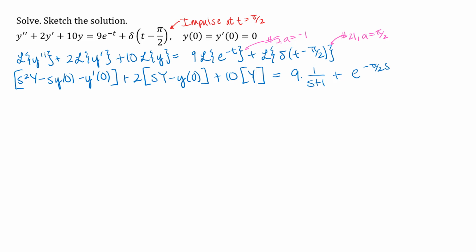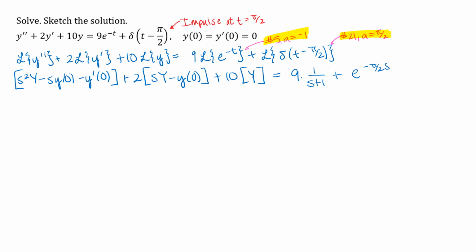Okay, so I've gone ahead and taken the Laplace transform of both sides of the equation, and I wrote down a couple of references here from our table of Laplace transforms that we've been using in class. So the Laplace transform of e to the negative t, that's line 5 with a equals negative 1, and the Laplace transform of our impulse function at pi over 2, that's line 21 with a equals pi over 2.